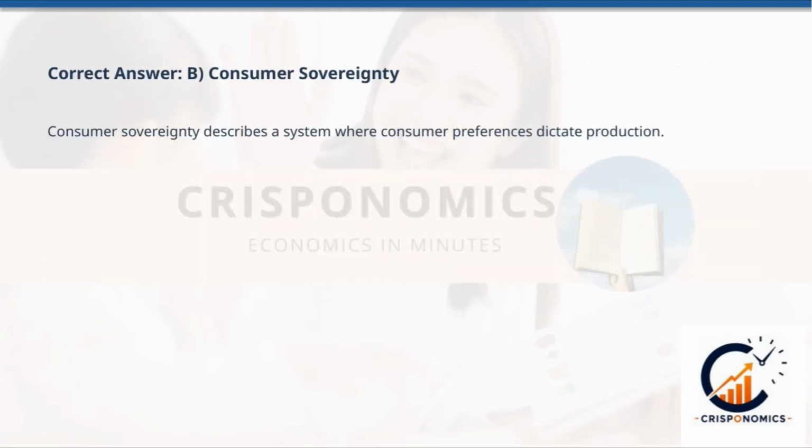Consumer sovereignty is all about the power of choice. It means that what consumers want, their preferences and demands, directly shape what gets produced. In this system, producers respond to those desires, making products and services that match consumer needs. It's a way of putting the consumer in the driver's seat, guiding the market through their decisions. This idea helps us understand how markets stay responsive and dynamic.